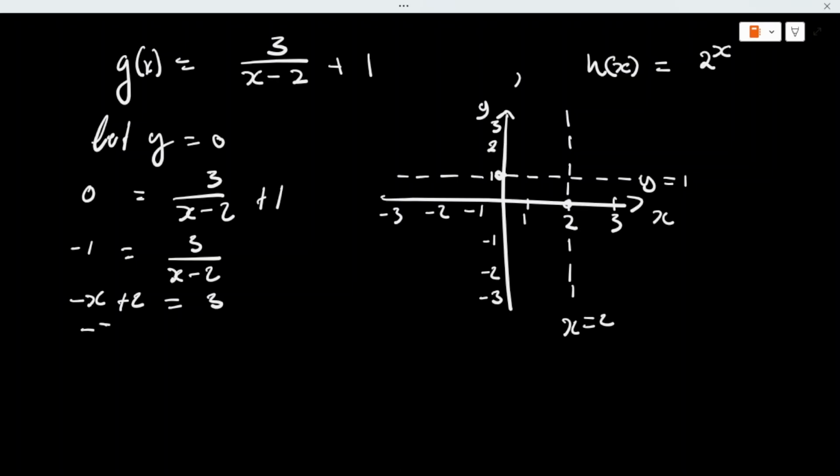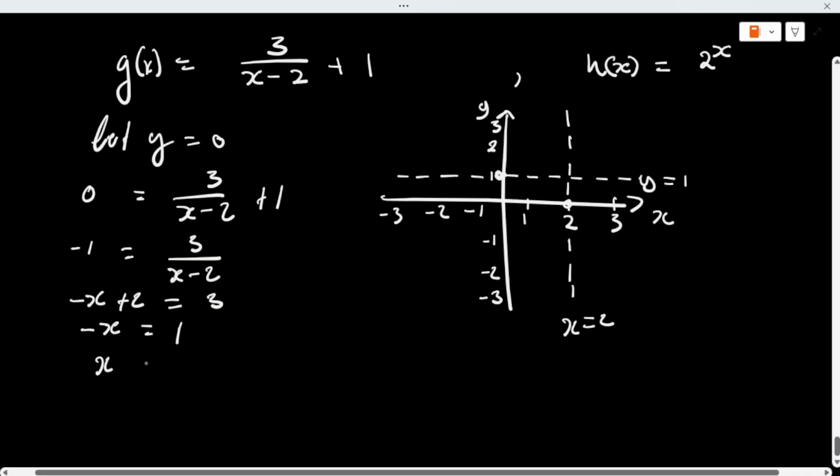Now we solve for x. Negative x is equal to positive 1. Therefore, x is equal to negative 1. So we go ahead and note that over there.